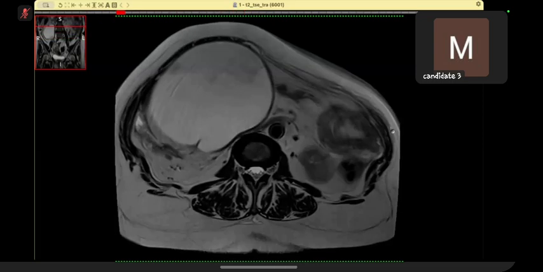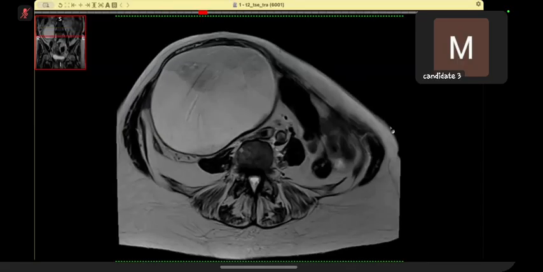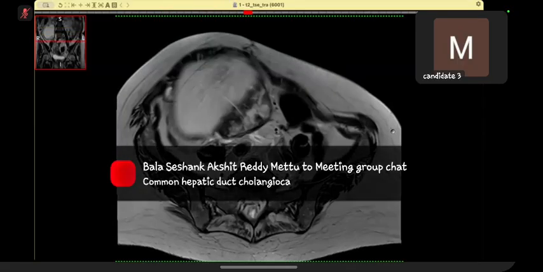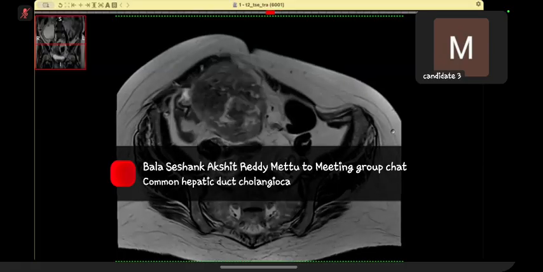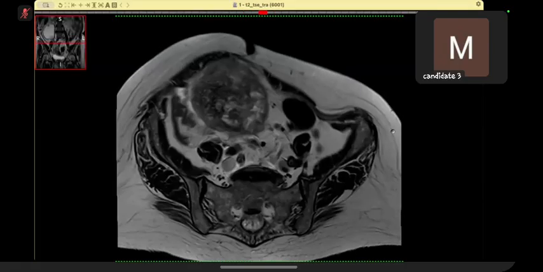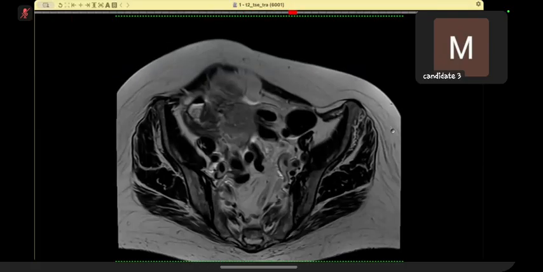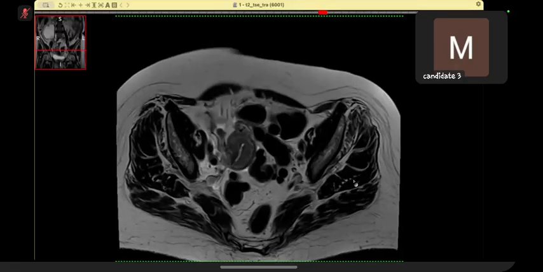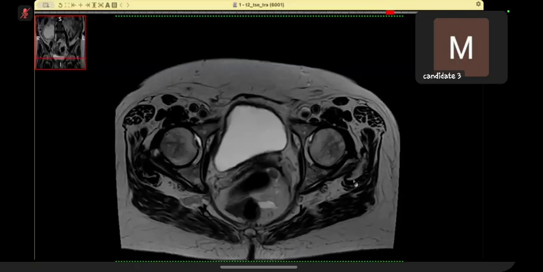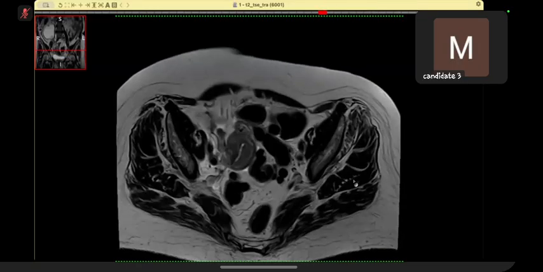It shows internal variable signal intensities, suggesting a fibrinous component in its anterior non-dependent part. In its lower part, there are some solid-looking nodular low signal intensity areas. Now I want to have a look at the ovaries to make its relationship clear about its origin.